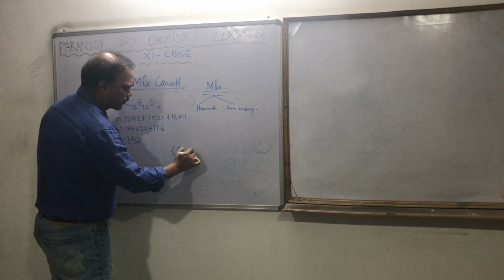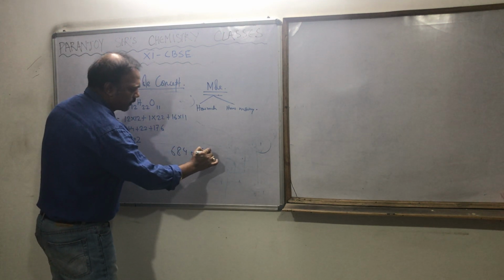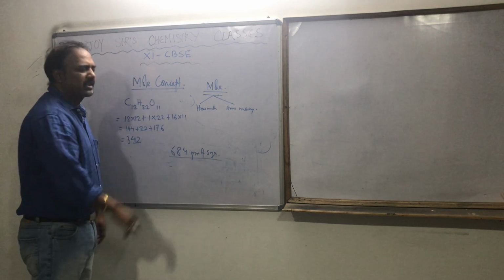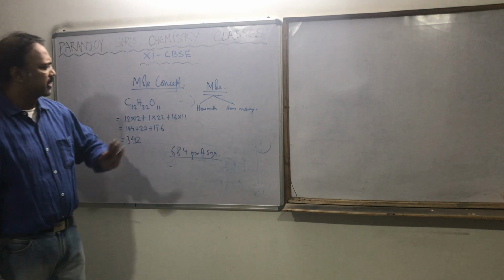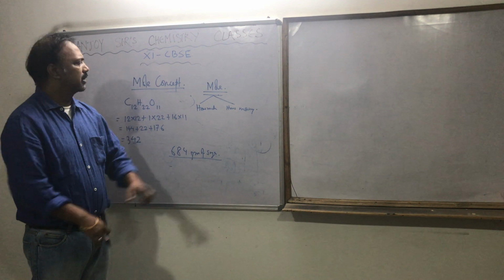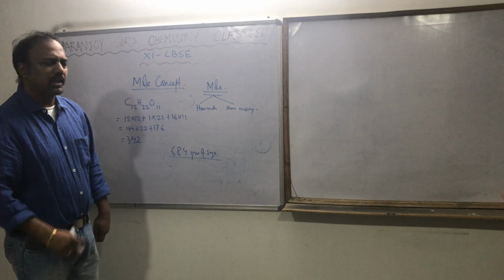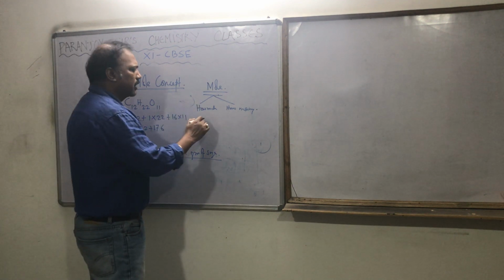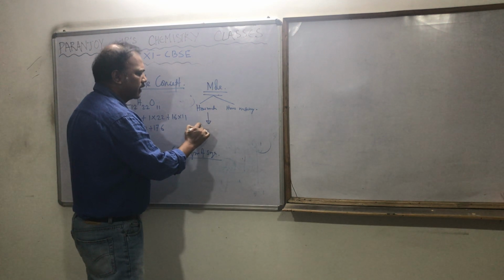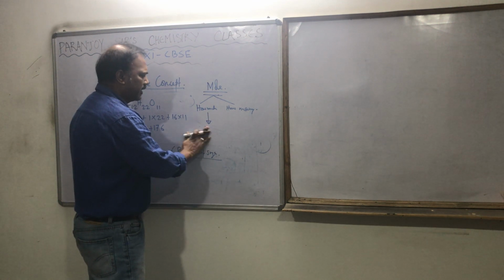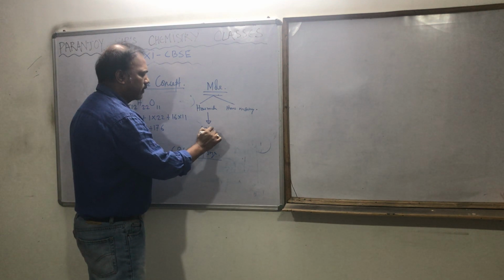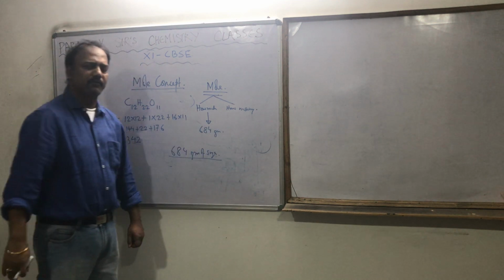684 gram of sugar. Nowadays the digital weighing machines are there, so you got 684 gram of sugar. After coming back, I asked you how much sugar did you bring? You will say, sir, 684 gram. Fine, your answer is perfect.